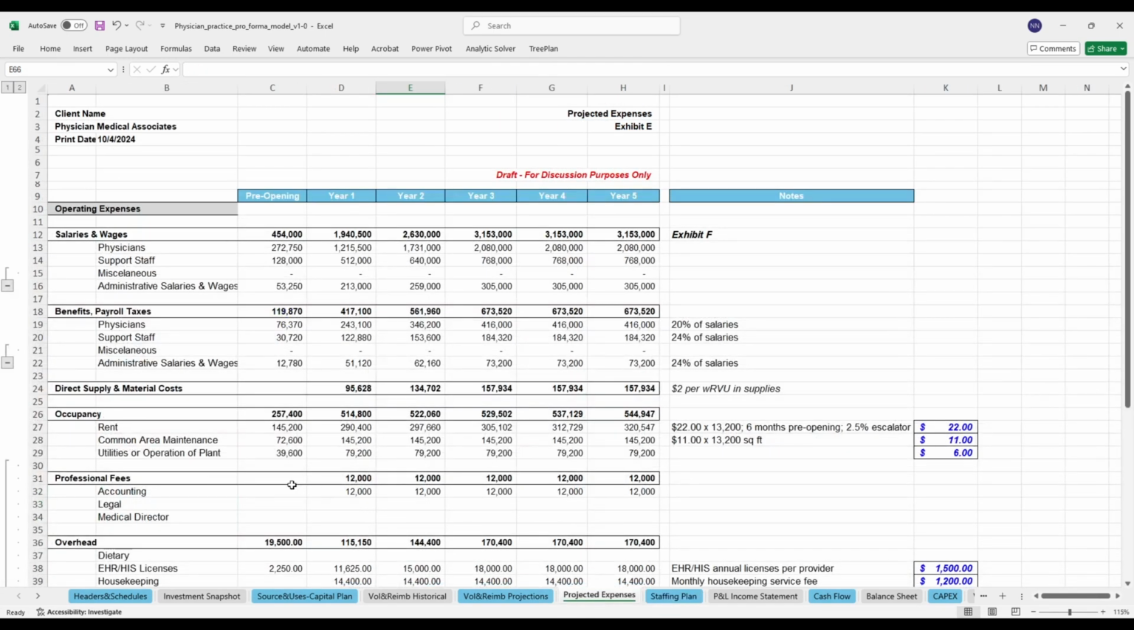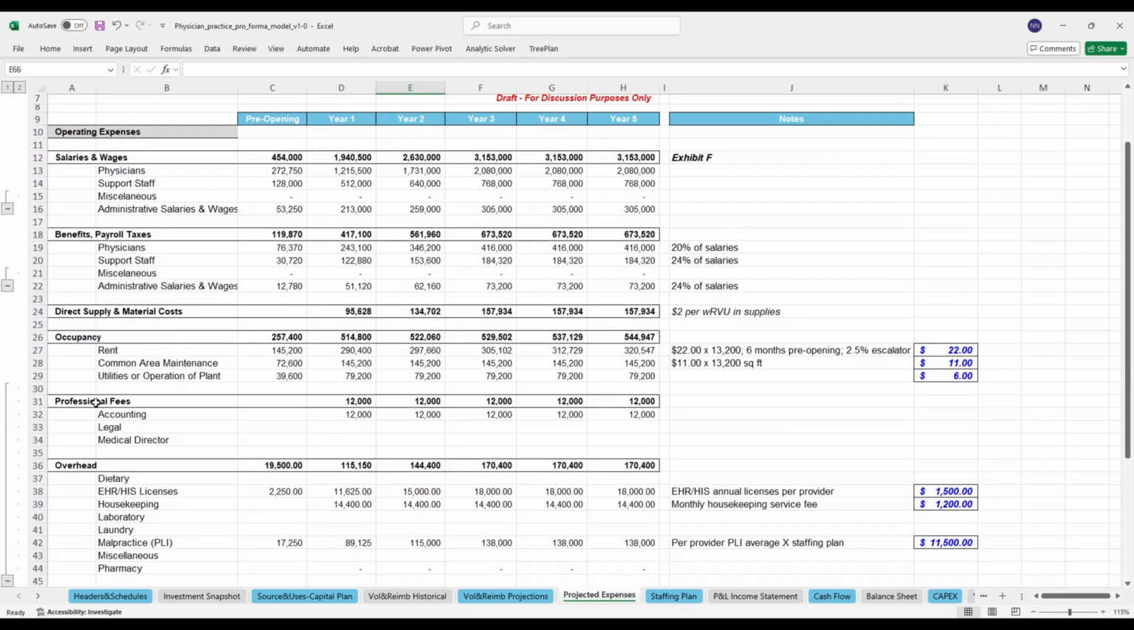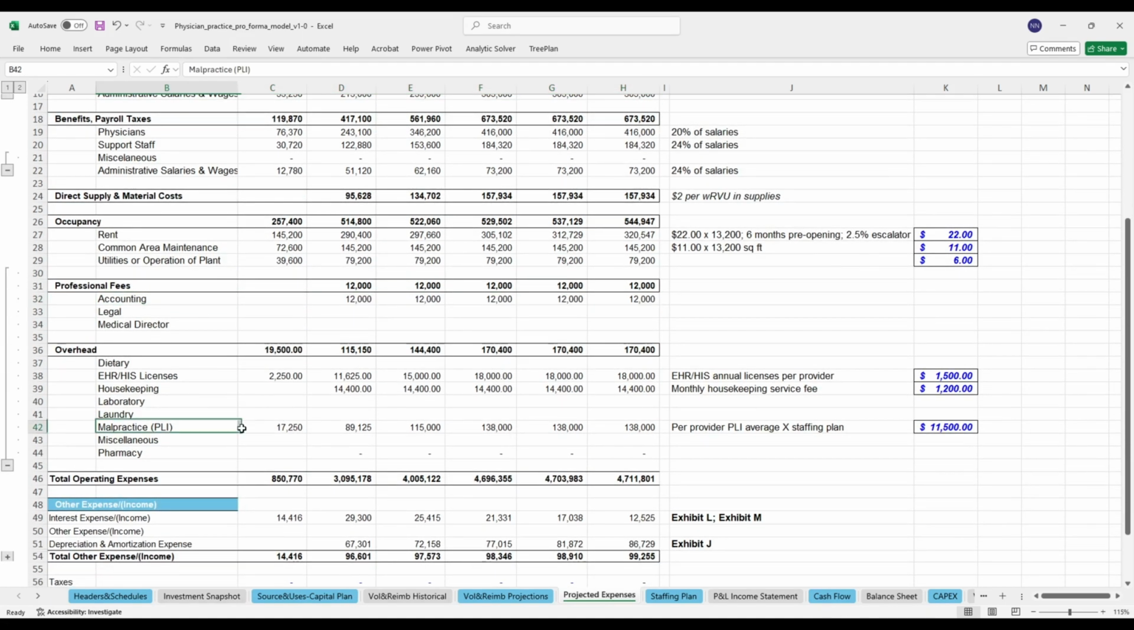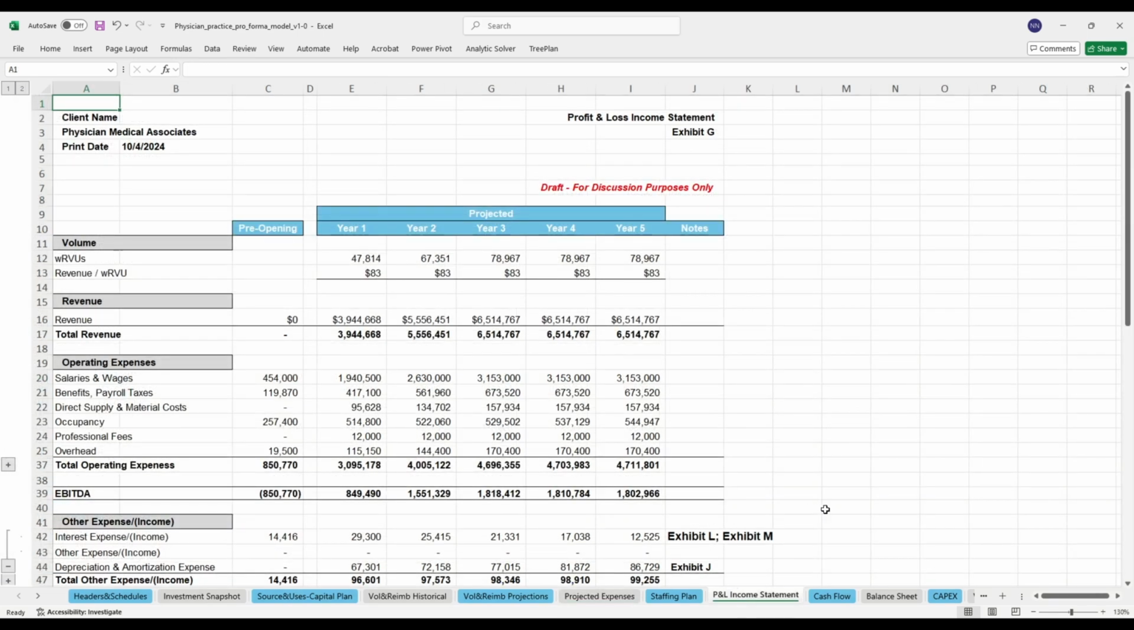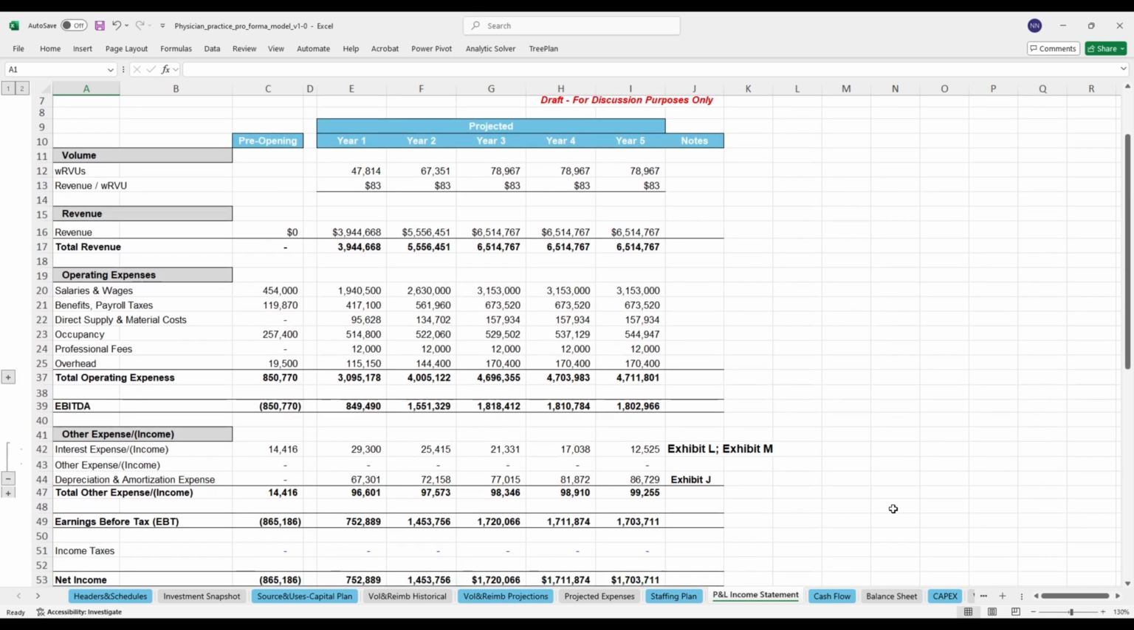The projected expense worksheet is exactly what you would expect it to be. This worksheet rolls up staff and benefit expenses that come from the detailed staffing plan worksheet. This worksheet also details building and lease expenses, professional fees like accounting and legal, malpractice insurance premiums, and EHR license fees, among other things. The profit and loss income statement is one of the 3 financial statements that lenders and investors want to see. This rolls up all the info from the volume and reimbursement worksheet, the staffing plan, and the projected expenses.